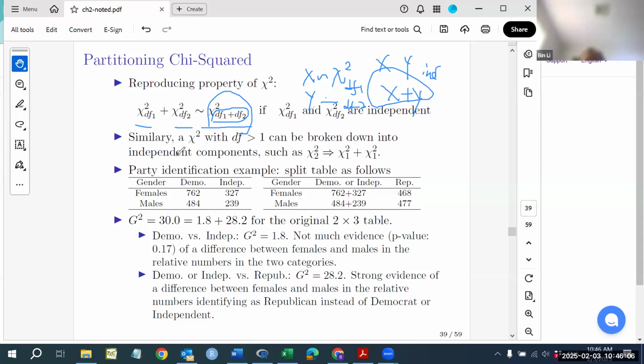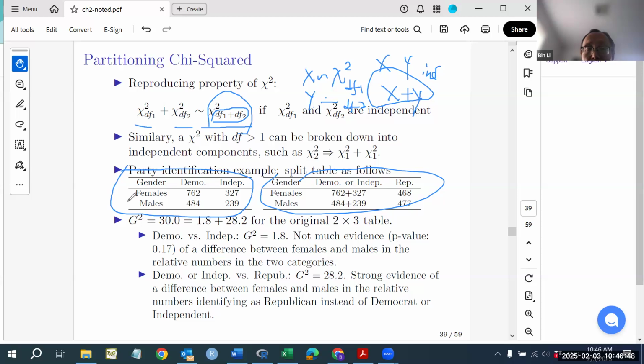Based on this, we can also partition the tables like that, okay? For example, in the party identification example, we can partition the table in these two ways. The first one is to compare the Democratic with independent. Okay, so we have these counts, right? And another way we can do is we combine Democratic and independents and compare against the Republican for the females and males.